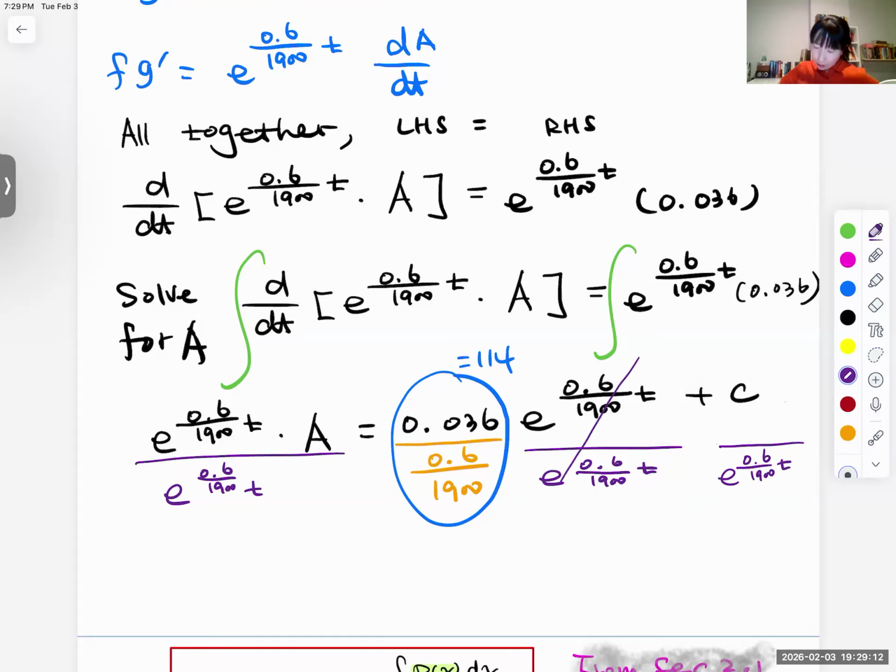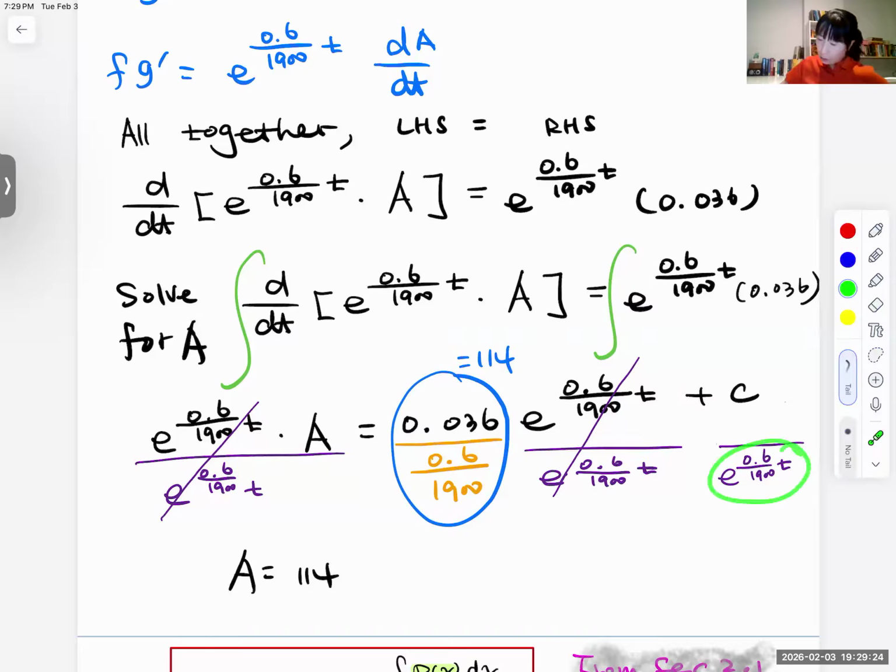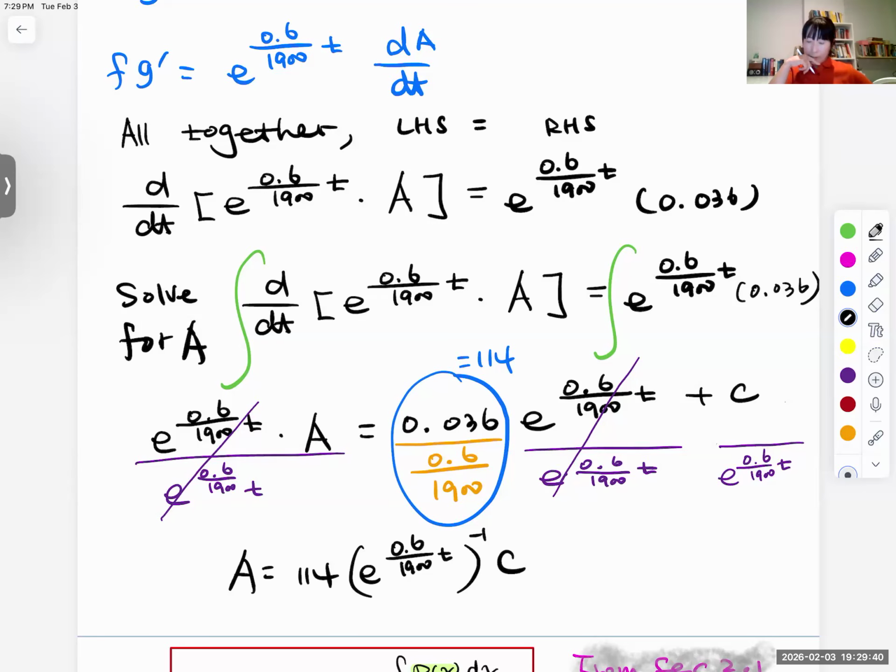So this, we can simplify, it's 1, right? It's 1, so A equal to 114. And then this one is in the denominator, so we can express this one as e to the 0.6 over 1900t to the negative power c. Makes sense? Okay, so this is the general solution.